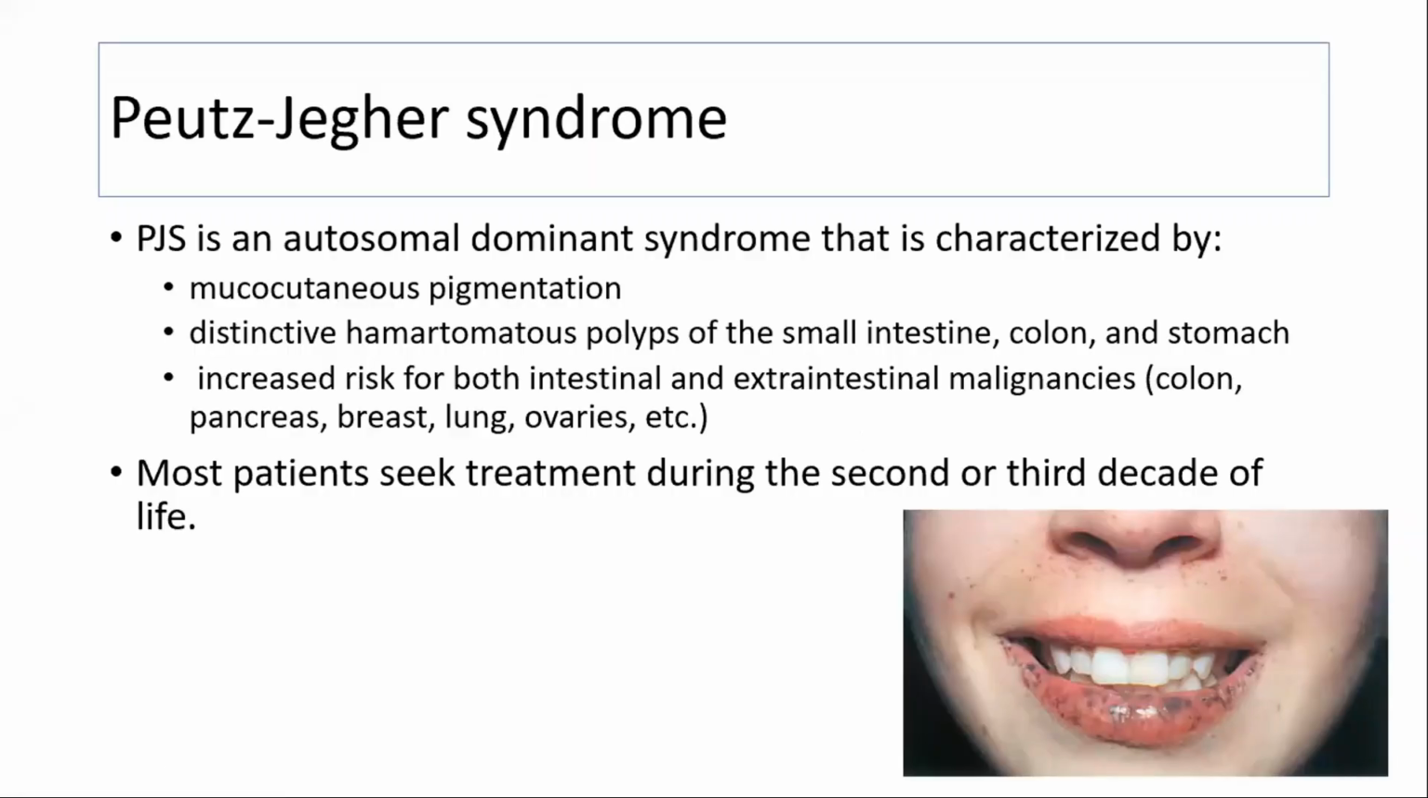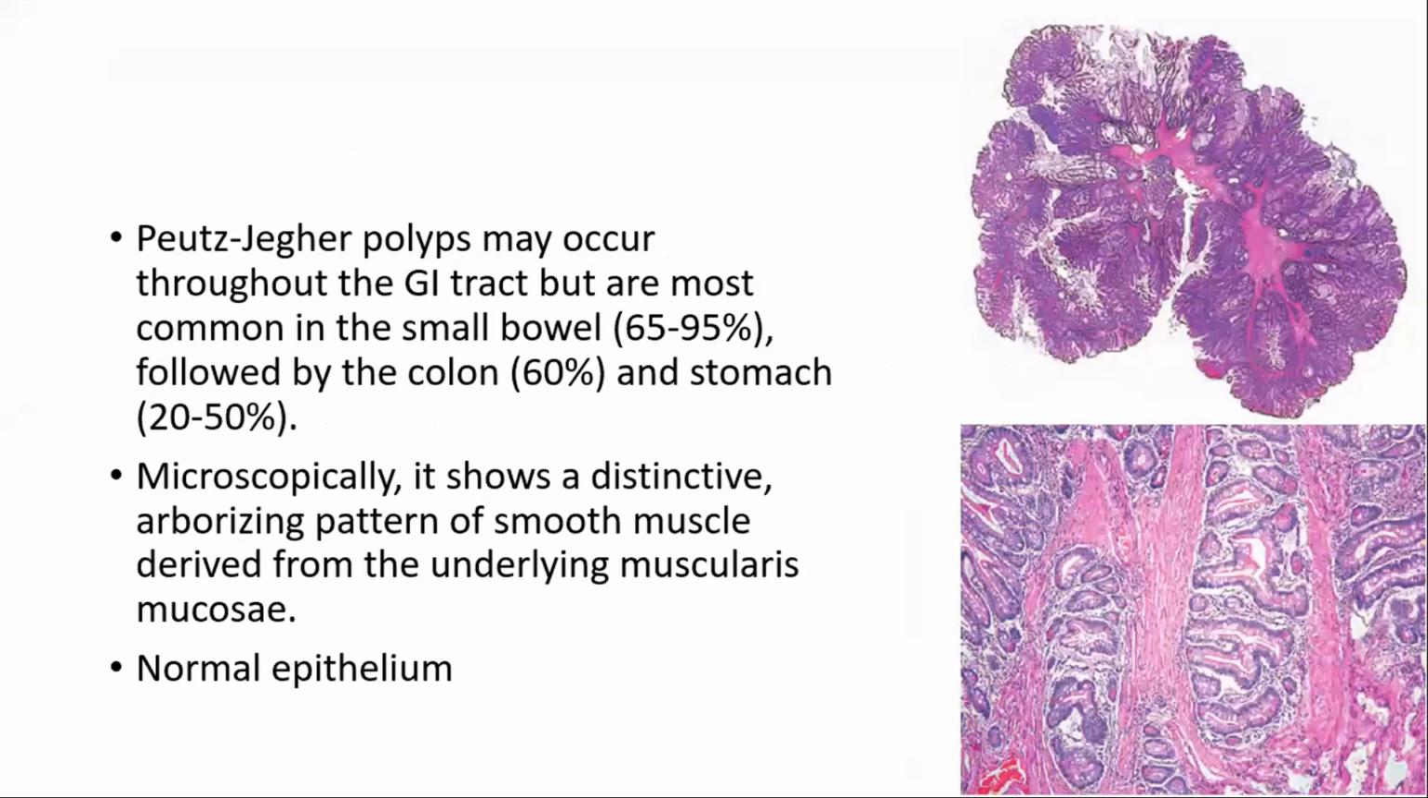Peutz-Jeghers syndrome is an autosomal dominant syndrome characterized by mucosal pigmentation, like this, distinctive hamartomatous polyps, and also increased risk for malignancies. Usually we see these patients in the second and third decade of life. Peutz-Jeghers polyps, if you talk about sporadic, can occur throughout the GI tract, but the most common is within the small bowel, followed by colon and stomach.